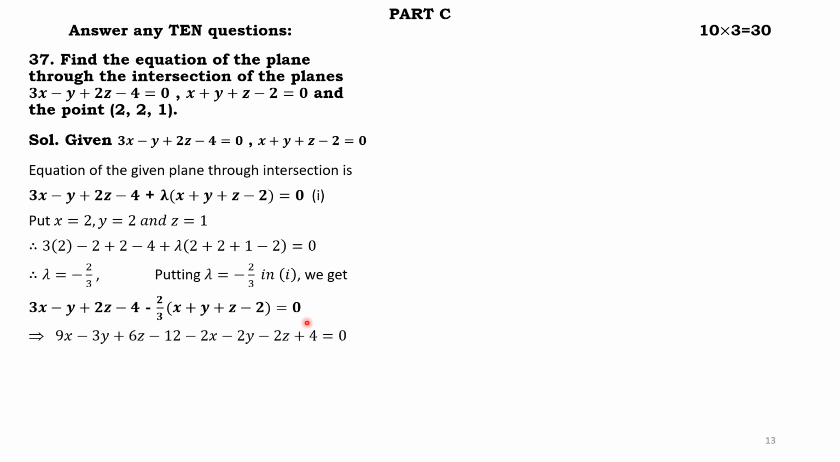Therefore, simplifying, taking LCM as 3, we get 9x minus 3y plus 6z minus 12, 3 into 4 is 12, minus 2x minus 2y minus 2z, minus into minus is plus 4 equal to 0. Simplifying, we get 7x minus 5y plus 4z minus 8 equal to 0. That is the answer. That is the equation of the plane.